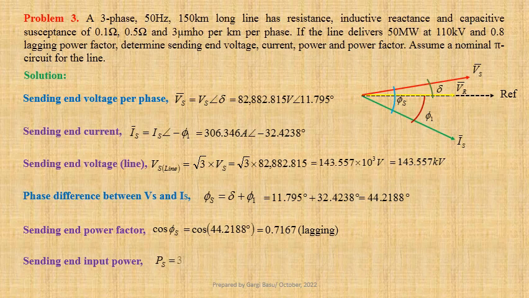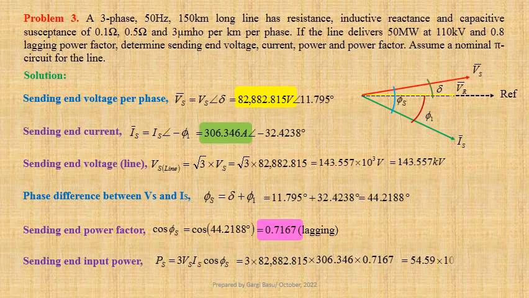Now we shall calculate sending end input power. Ps equals 3 times Vs into Is cos phi s. Using values we get 3 into 82,882.815 into 306.346 into 0.7167. That gives us 54.59 into 10 to the power 6 watt or 54.59 megawatt.